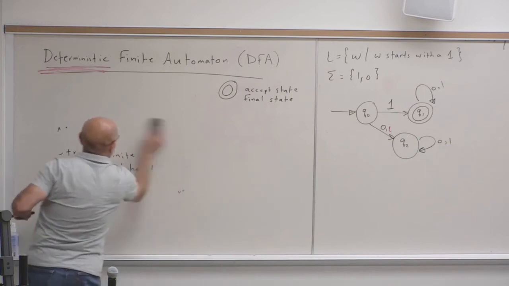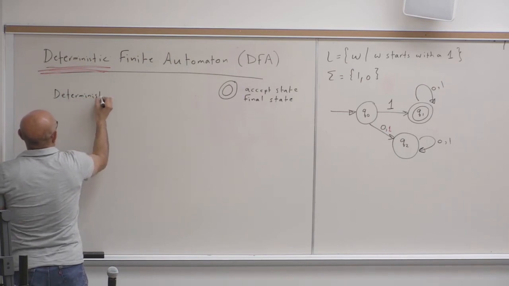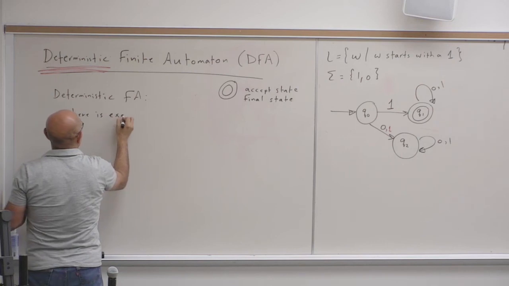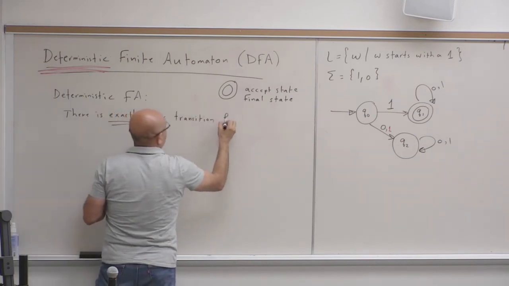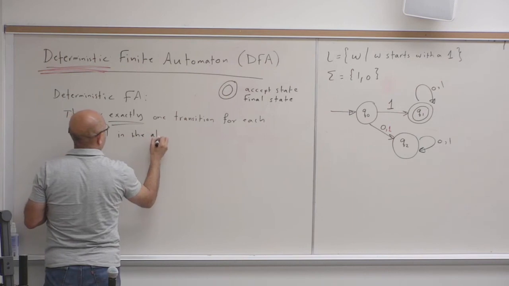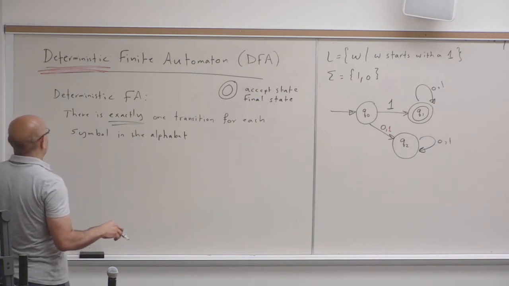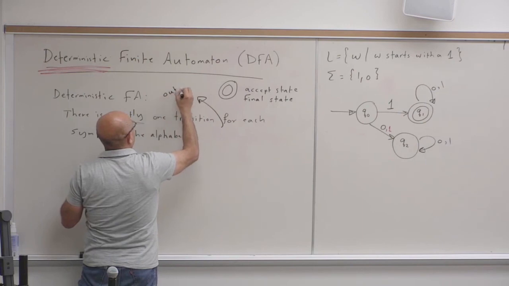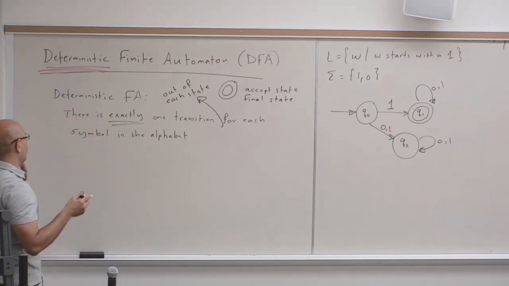So, deterministic finite automata means there is exactly 1 transition for each symbol in the alphabet, for each state. So there is exactly 1 transition out of each state for each symbol, or for every symbol in the alphabet.